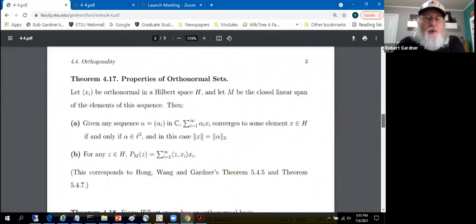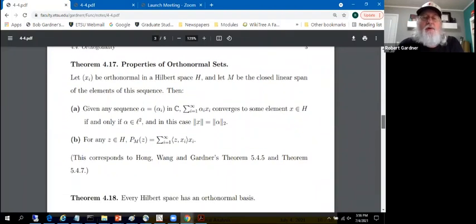Some properties of orthonormal sets. Also, this is from section 5.4, the supplemental material. Let X sub i be an orthonormal sequence in a Hilbert space H, and let M be the closed linear span of the elements of this sequence. Finite. But they're taking the closure of that finite linear span.